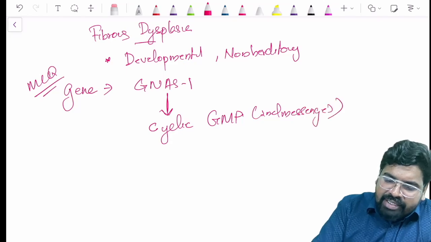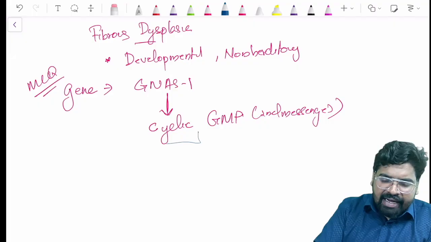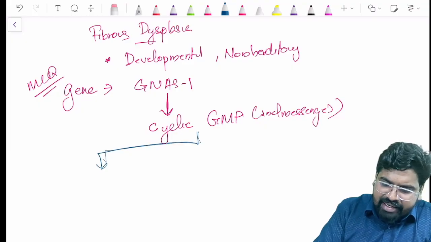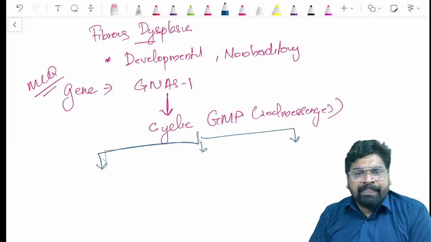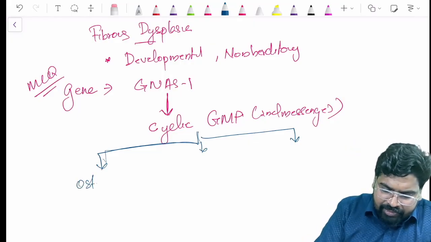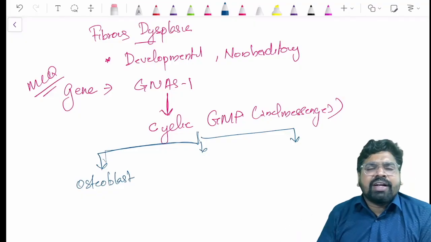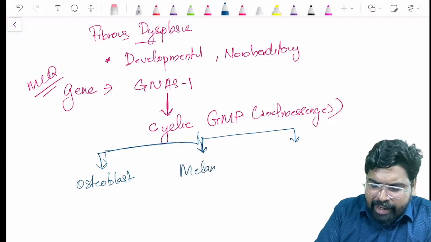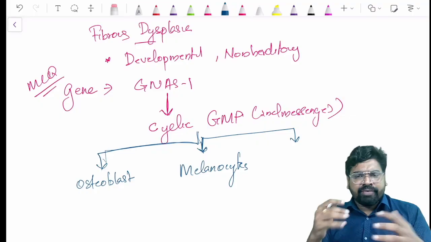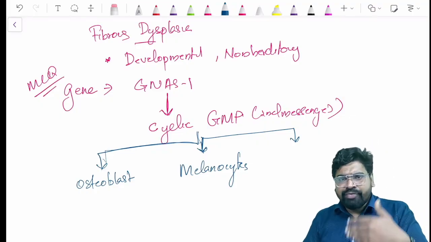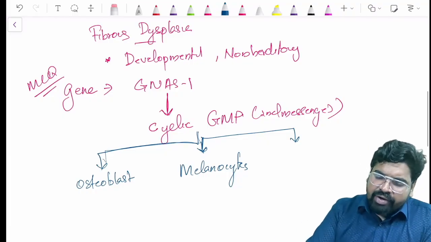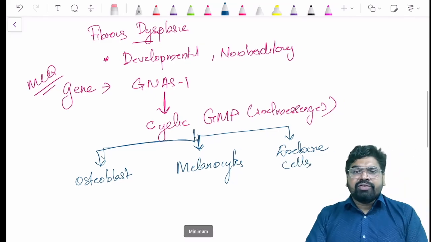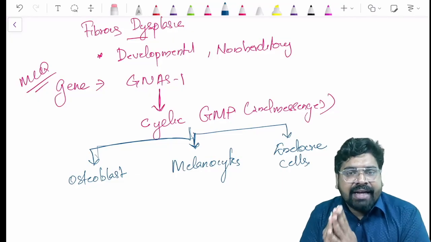What is the function of cyclic GMP? It controls 3 cells here. It controls osteoblasts, and second, it controls melanocytes. Osteoblasts are the ones making up your bone. Melanocytes give you pigments, and third, it controls the endocrine cells. So these are the 3 cells controlled by cyclic GMP.